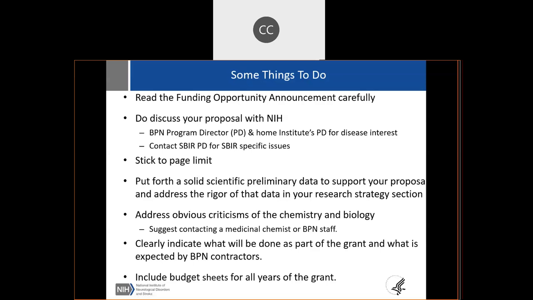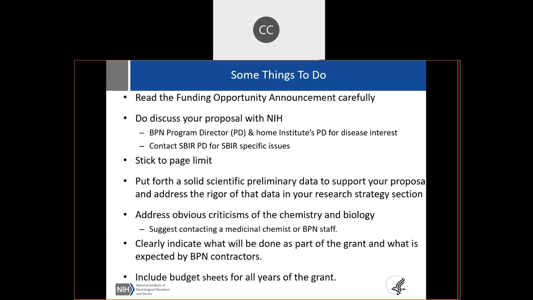Don't try to cram. Put forth solid preliminary data and discuss rigor associated with your preliminary data. Address the obvious criticisms. So if there's a structural alert in your molecule, you should point it out and say, I have a structural alert in my molecule. I recognize it's there, and that's going to be one of the key SAR things we try to get rid of. In the absence of addressing it, people tend to ding you much worse on it.